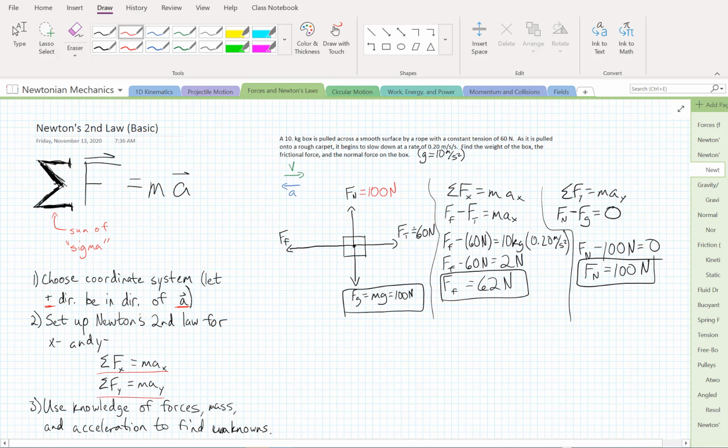If I could find the net force using mass times acceleration, 10 times 0.2, if I know the net force is 2 newtons to the left, then the force of friction has to be 2 newtons more than the force of tension. So it's 62 newtons. And Newton's second law basically sums that up in one equation. So in summary, set up Newton's second law in the x and y direction, plug in what you know, and solve. Keep in mind this is after you've already drawn your free body diagram. Hope that's helpful. Bye.